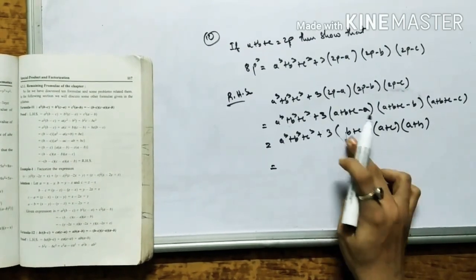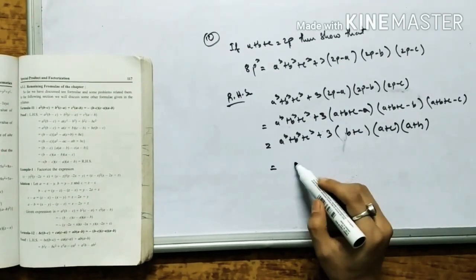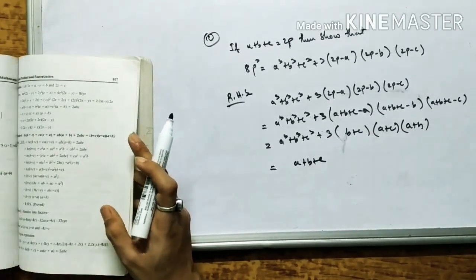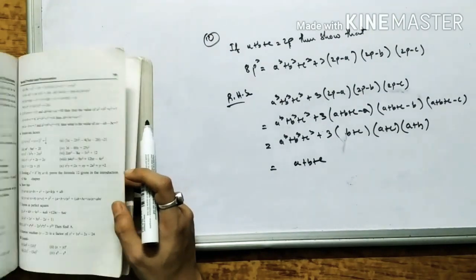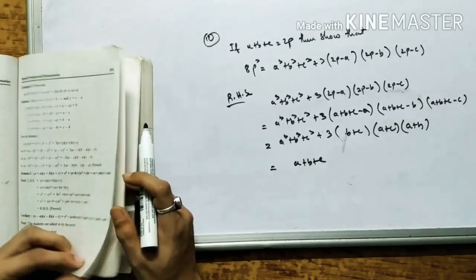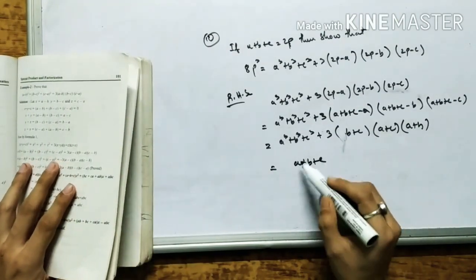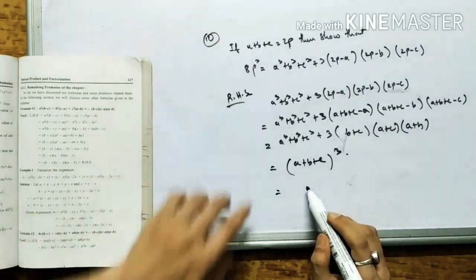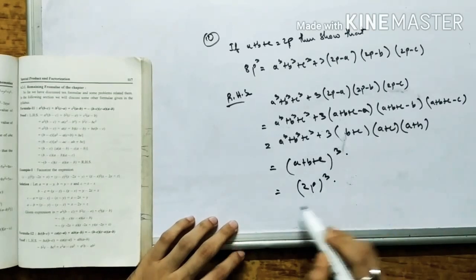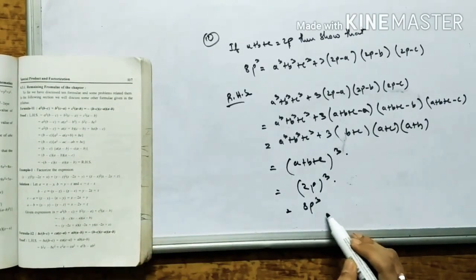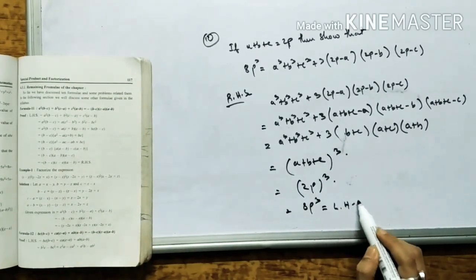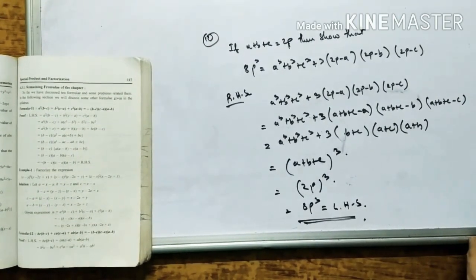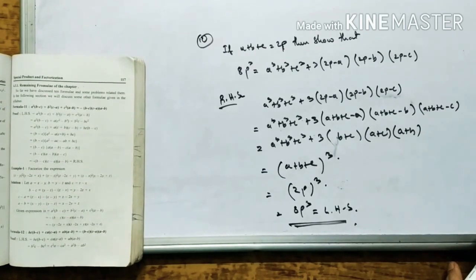Okay, now this is the formula of (a plus b plus c) the whole cube. Let me check it one time. Yes, this is the formula of (a plus b plus c) the whole cube, and a plus b plus c its value is 2p. So (2p) the whole cube is equals to 8p cube, which is equals to LHS. This is our proved.